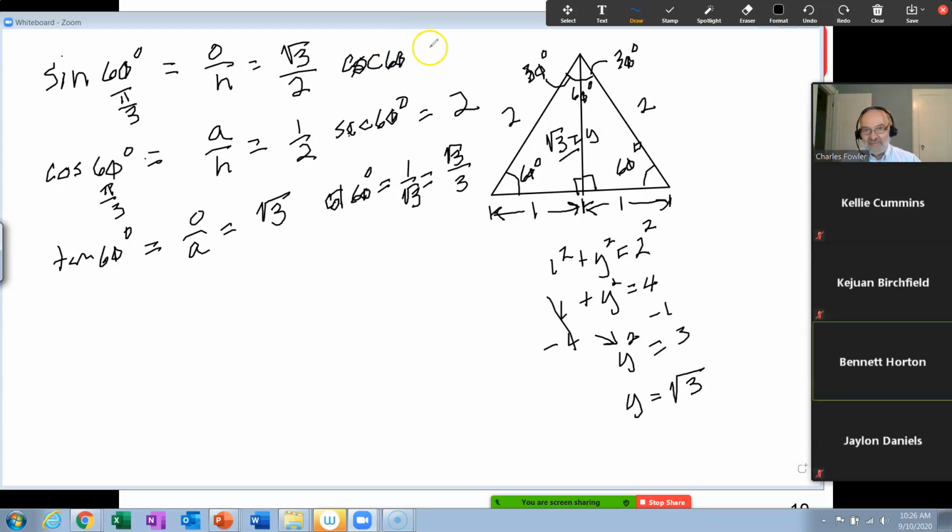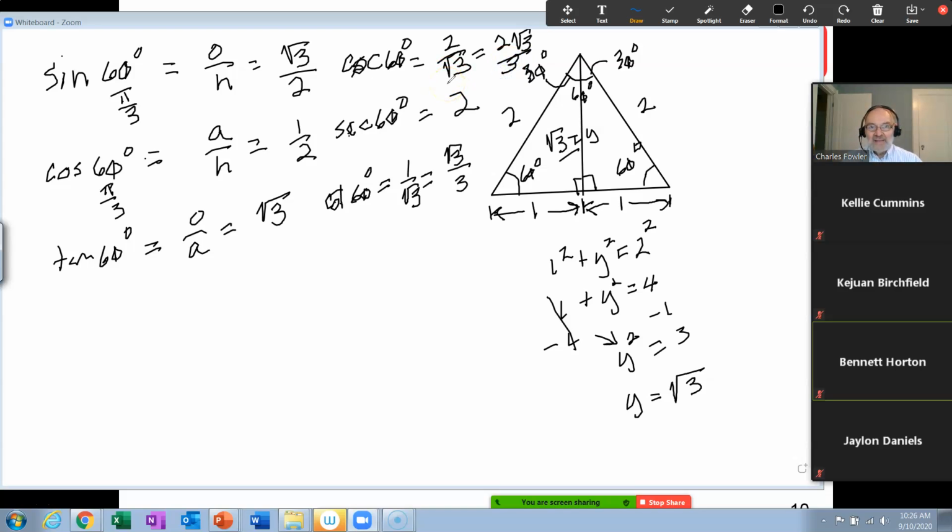2 over root 3. Okay, I think you almost said it right. 2 over root 3, right? It's the reciprocal of sine, but that is also 2 root 3 over 3, if you don't like having radicals in the denominator.